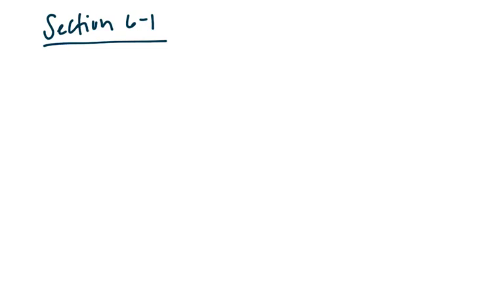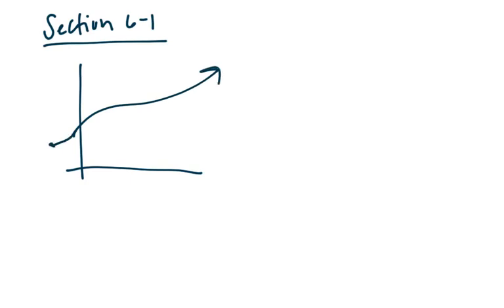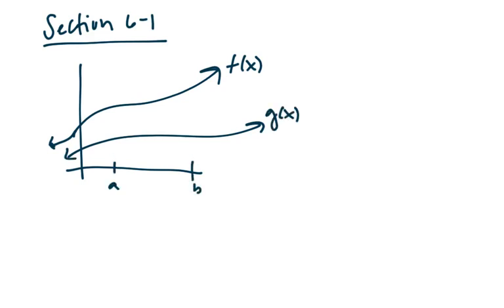So this video is section 6.1, the area between the curves. Let's just take any function f of x here, and let's look at a curve underneath it, g of x. It doesn't matter what they are. And then let's talk about the area between these two curves from a to b. So what we're really looking at is this area right here between these two curves.